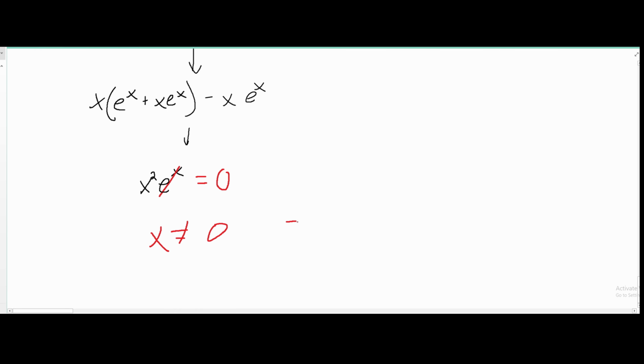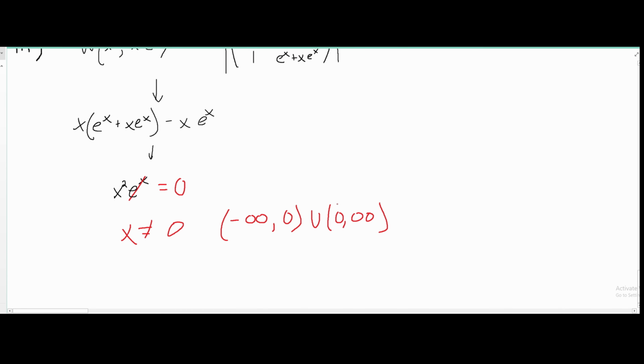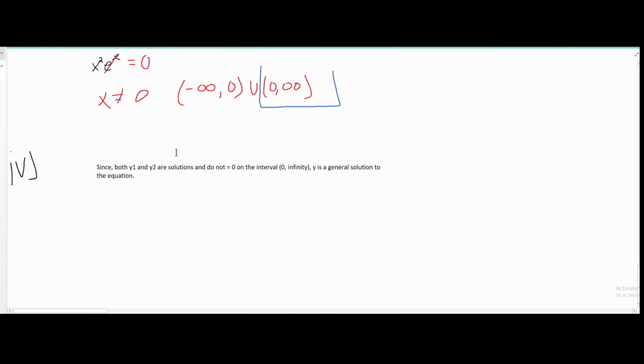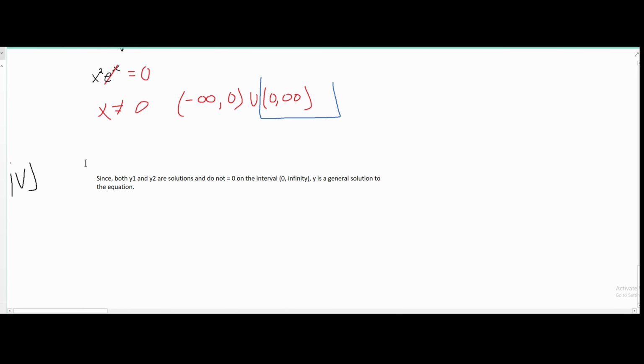So x cannot equal 0. What this means is our interval is going to be from negative infinity to 0 and 0 to infinity. Now we have to pick one of these intervals, it doesn't matter which, so we can just choose 0 to infinity. So we can write our answer like this. Since both y1 and y2 are solutions and do not equal 0 on the interval 0 to infinity, y is a general solution to the equation.